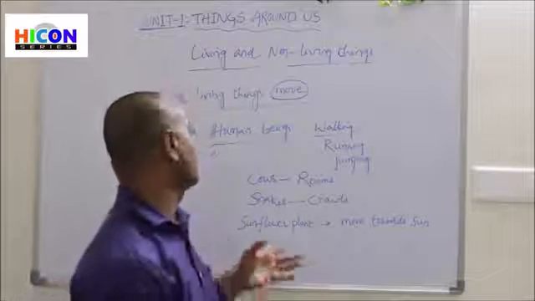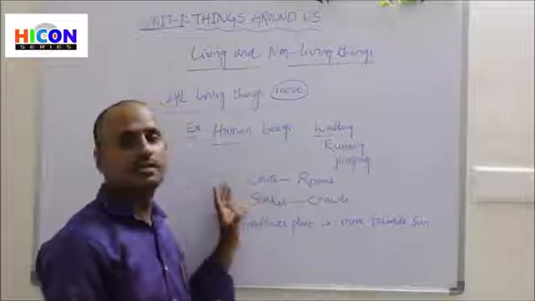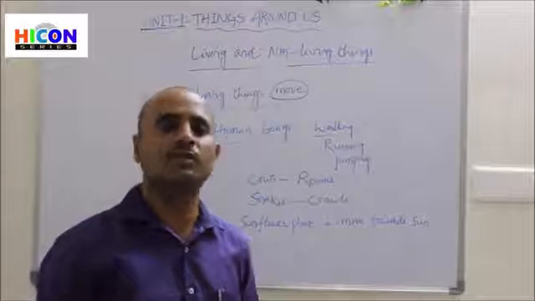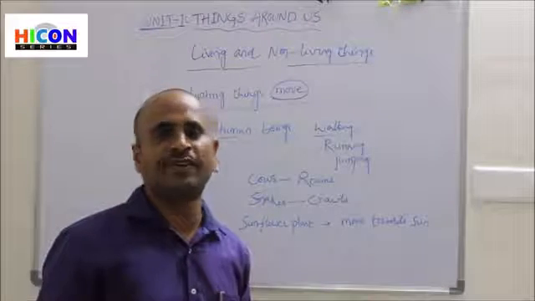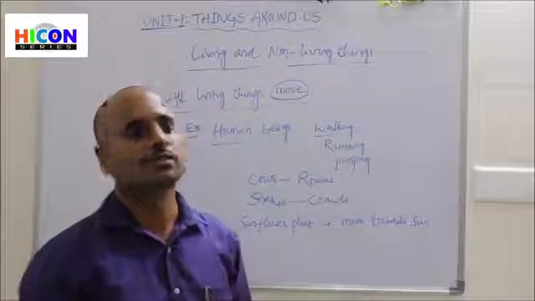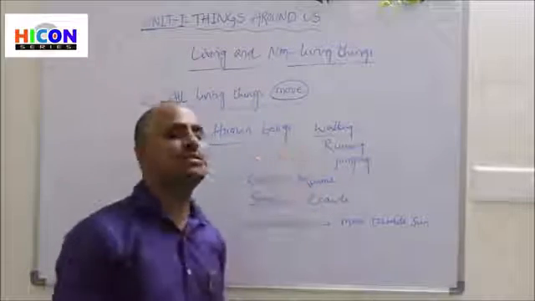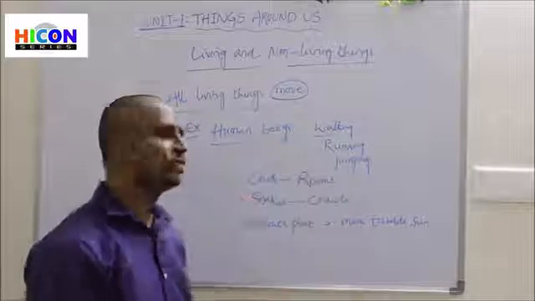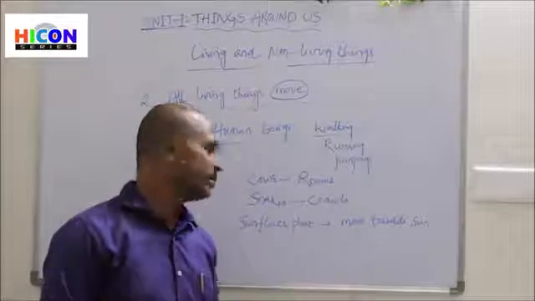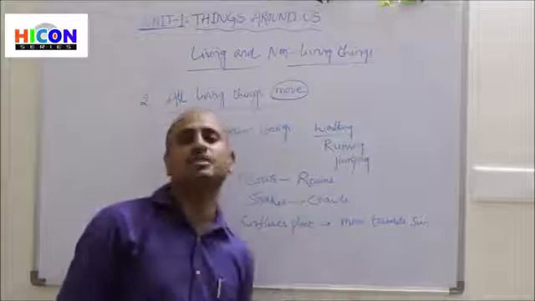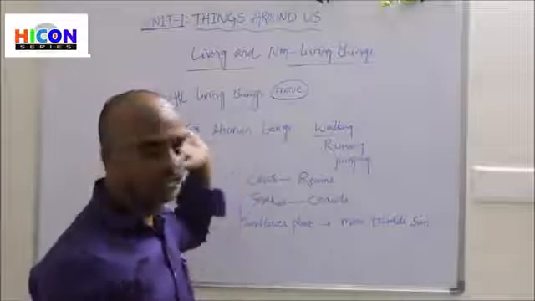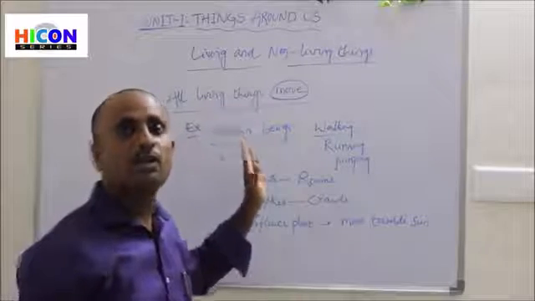But whereas in the case of animals and birds and human beings, they will move from one place to another place in search of food. So the movement is different for different living things. For example, human beings walk, run or jump, whereas cows roam and snakes crawl. And the sunflower will move towards the sun. So this is the second characteristic which differentiates living things from non-living things.